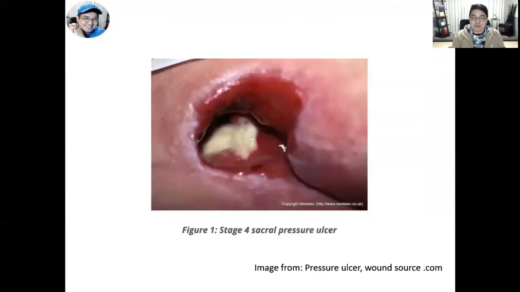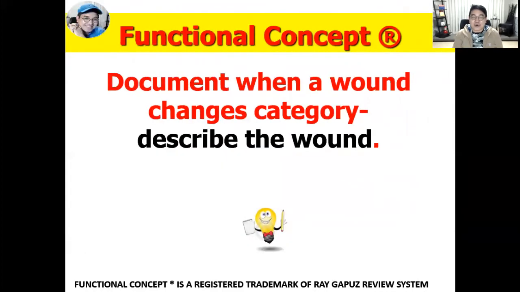Now, this is a stage 4 when you already have exposure of the bone, and of course, affectation of the muscles. Okay, so this is very deep, and it needs to be treated properly. It has to be debrided and dressed properly, and eventually treated with potential skin grafting. Okay, so document when a wound changes category. You have to be descriptive. Describe how a stage 1 progressed to stage 2. Or you can also describe how a stage 2 is eventually healing.